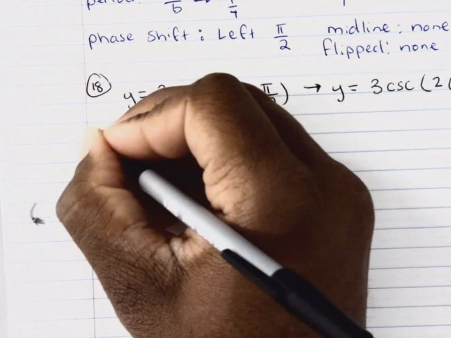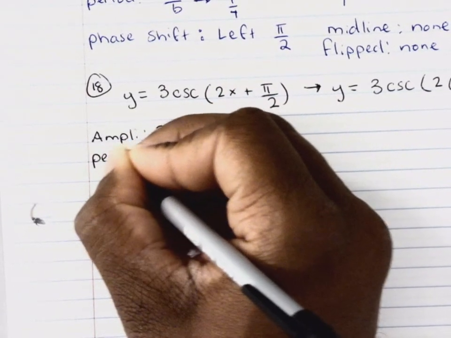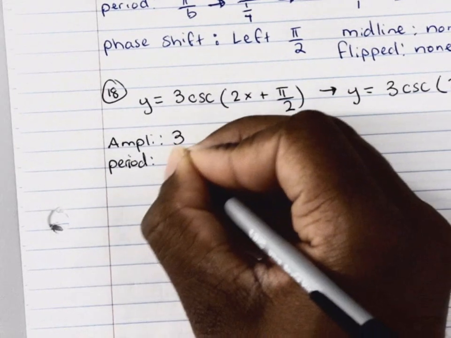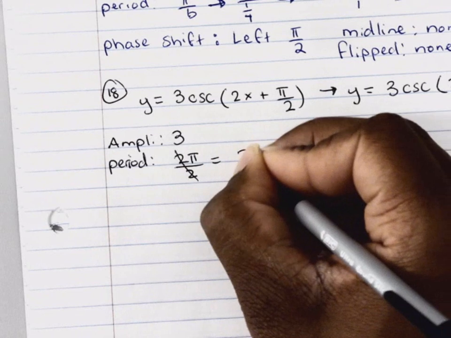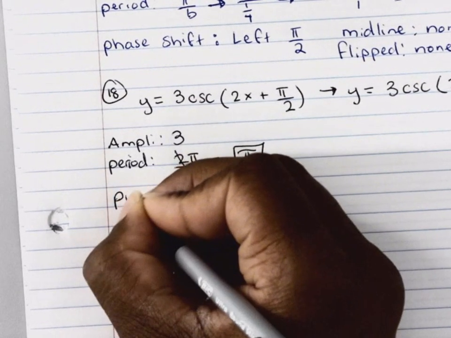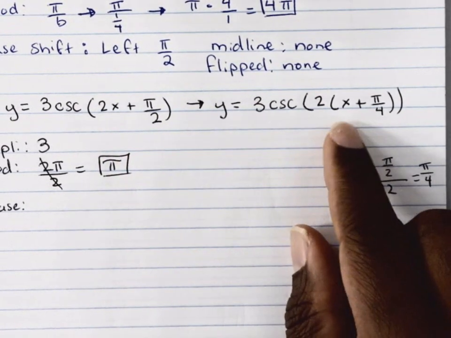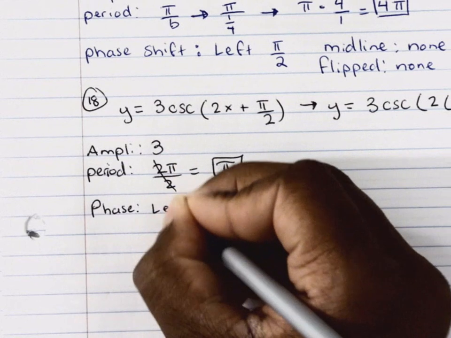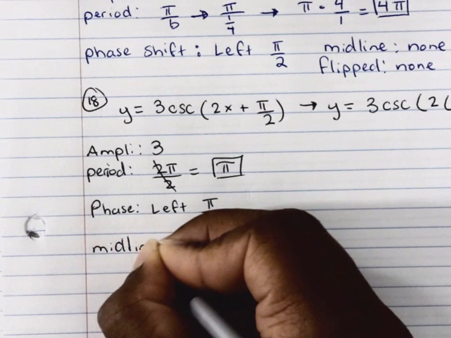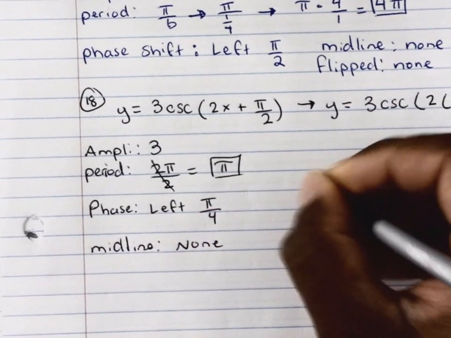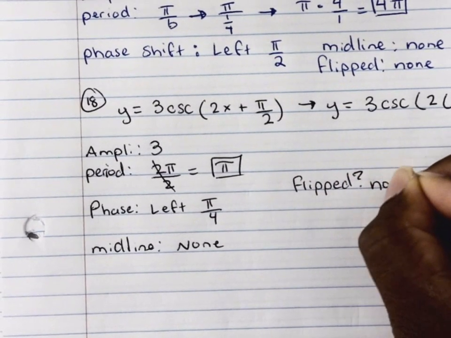So now I can answer the questions. Amplitude didn't change. That's 3. Period. We can find 2 pi over b. This time b is 2, so 2 pi over 2. The 2's cancel, and we get a period of just pi. Phase shift. I can clearly see it now. It's not left pi over 2, it's left pi over 4. Midline, none. And then is it flipped? It is not, so none for that as well.